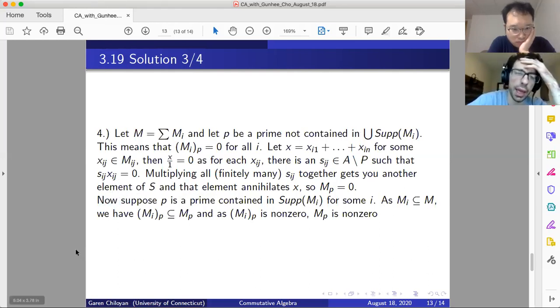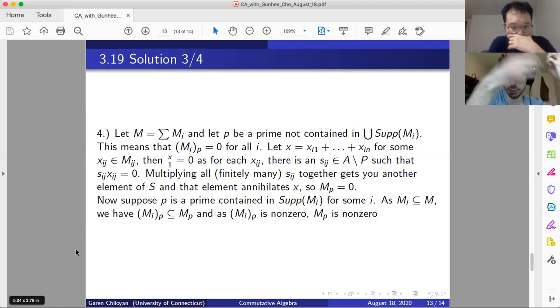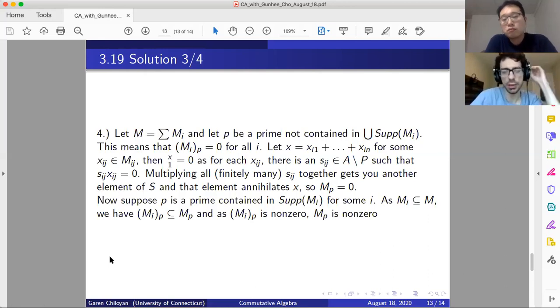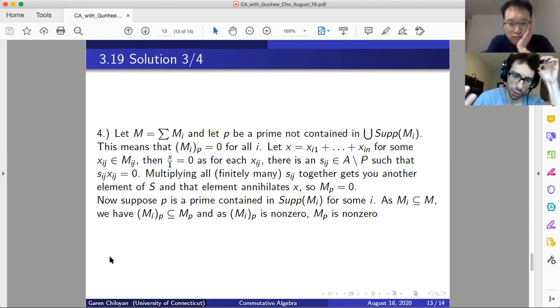So let's say P is a prime contained in the support of Mi for some i. It can just be one Mi. Mi is a subset of M. So that means Mi localized at P is a subset of M localized at P. And so you have a non-zero subset, and so you have to be non-zero. So we're done. That was number 4.